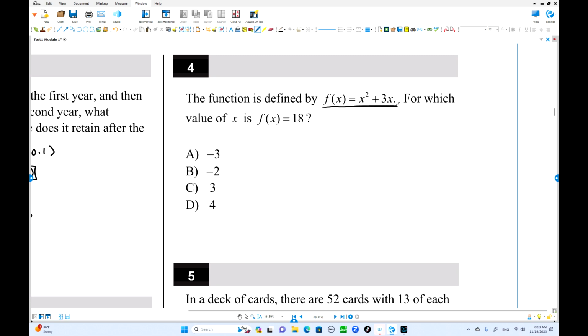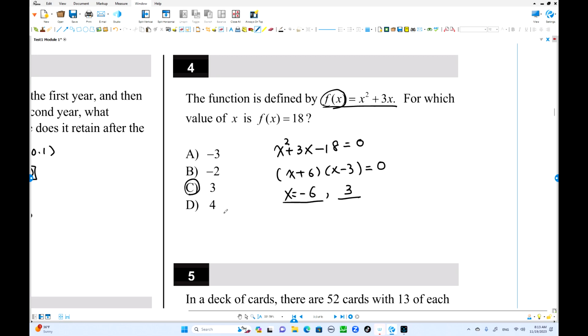We have a function over here, and for what value of x is f of x equals 18? This value is 18, the value of y. So you can use x squared plus 3x minus 18 equals 0. You need to factor because I think this is factorable. So (x plus 6)(x minus 3) equals 0, so x equals minus 6 or 3. Where is minus 6? There's no minus 6. Oh, we have a 3 there. Choice with 3 is the answer.